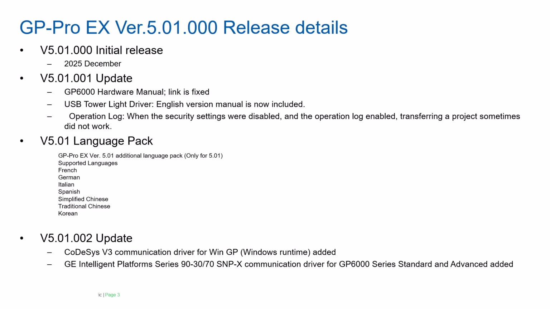There was also a 5.01 language pack that was released, and these were language packs only for that version, and you could see the supported languages from French to Korean. Then there was also a 5.01.002 update, which included a code assist driver for Windows, basically for WinGP, the Windows runtime, and then an addition of the GE driver for the GP 6000 series.